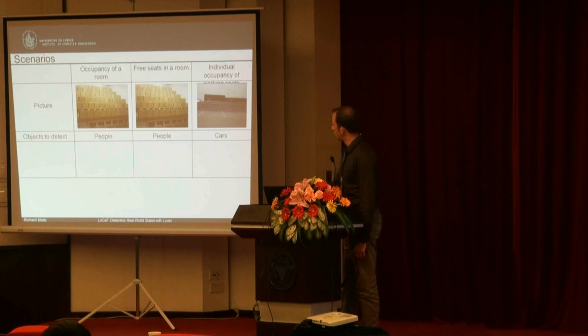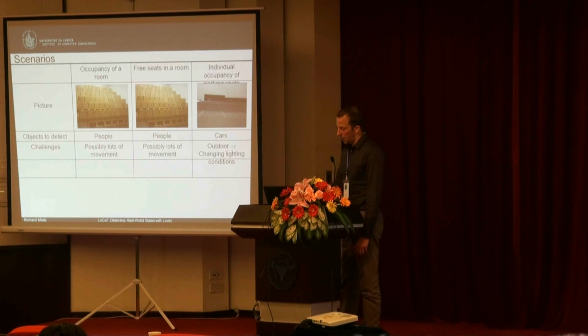What objects do we want to detect? On the first two images, we want to detect people because they are sitting in this room and thereby occupy the room. And in the third scenario, we have cars we want to detect. What are the challenges of these different scenarios? In the first two scenarios, there is possibly a lot of movement because we have many people walking into the room and out of the room. And in the third scenario, it's outdoor, so we have changing lighting conditions, so clouds, sun, etc.